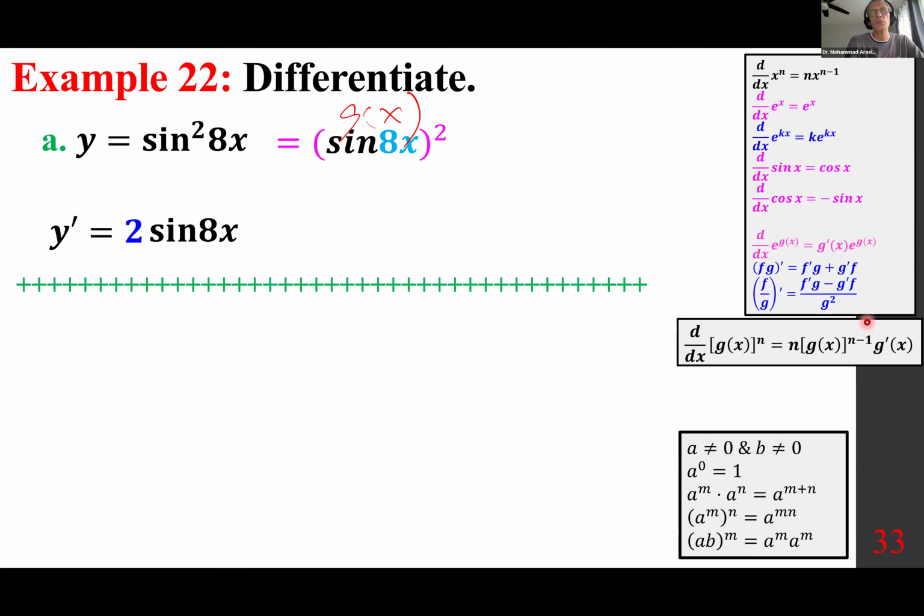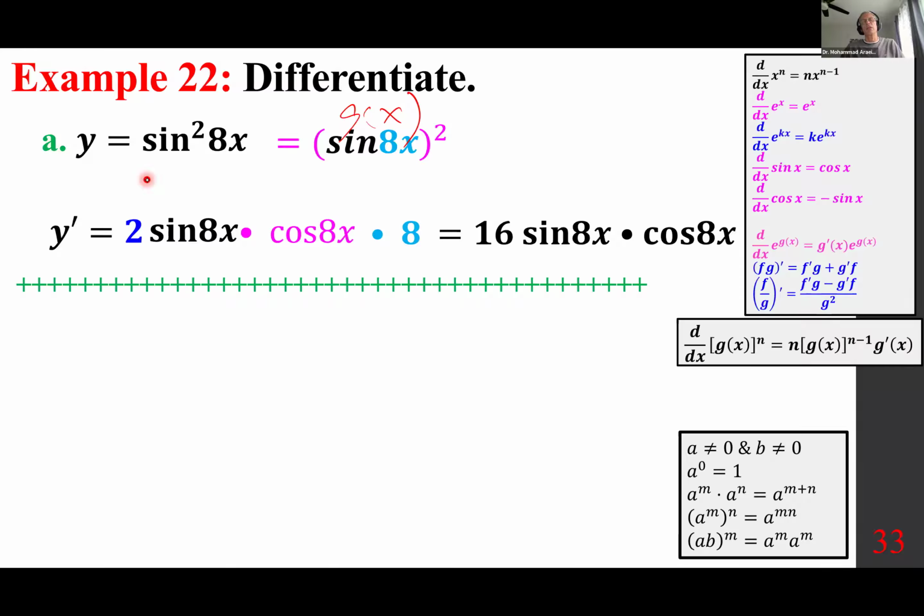And finally, we need g prime. So we need to differentiate sine of 8x, this last part. What is the derivative of sine? It's cosine 8x. And then because 8x itself is a function of x, by the chain rule times 8. Rewrite this as 16 sine 8x cosine 8x.